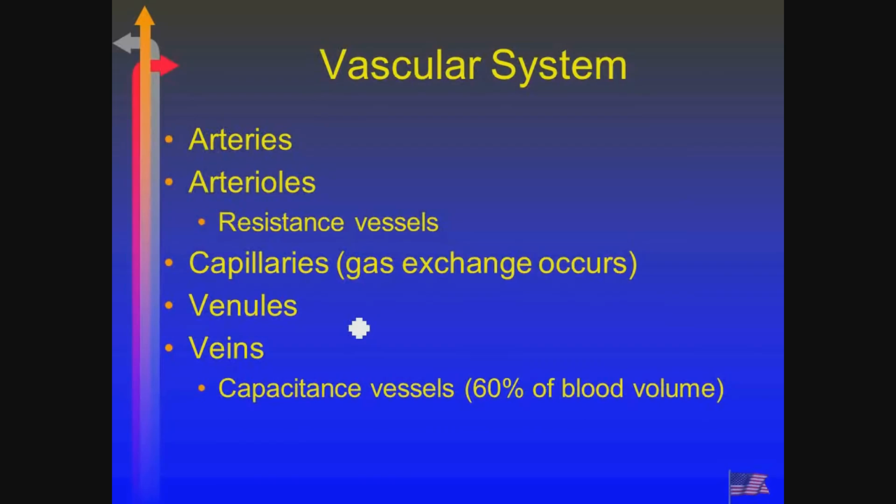We know that the arterioles are our resistance vessels. We know that the veins are our capacitance vessels. The vast majority of the blood that is circulating through your body is located somewhere in the veins.